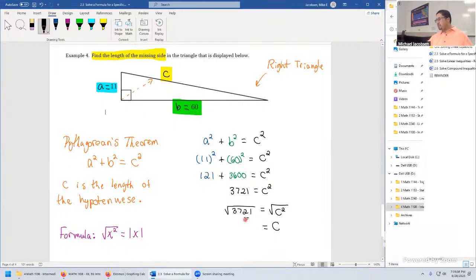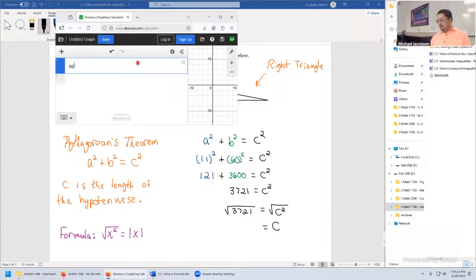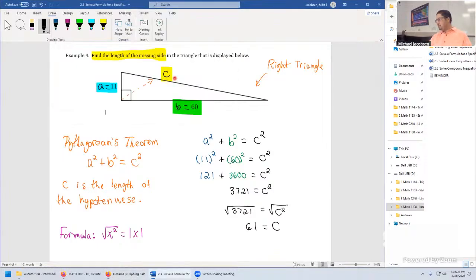Well, we want to find the length of the missing side. Last thing to do is to take the square root of 3,721. In this calculator, it would look like this. I would type in SQRT, the square root symbol comes up, 3,721. And it comes out as an even 61. That's why they didn't ask us to round in this problem. It had an exact answer.